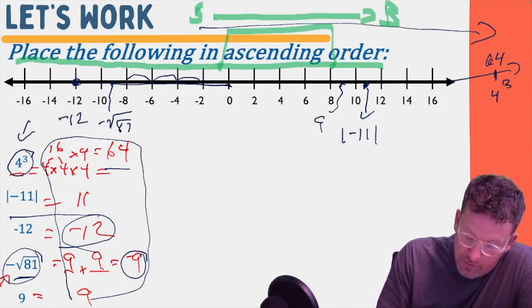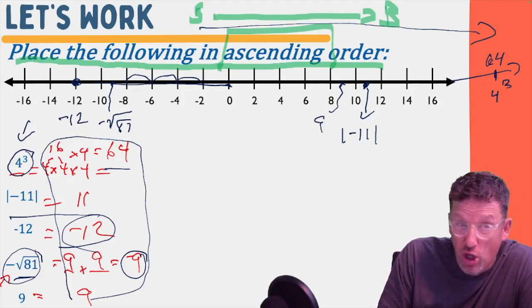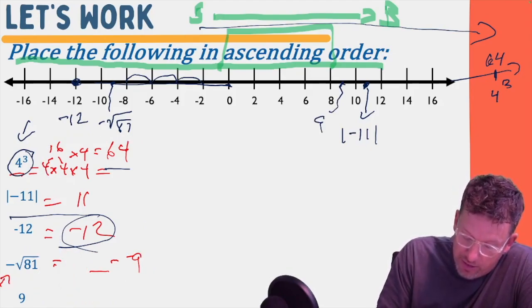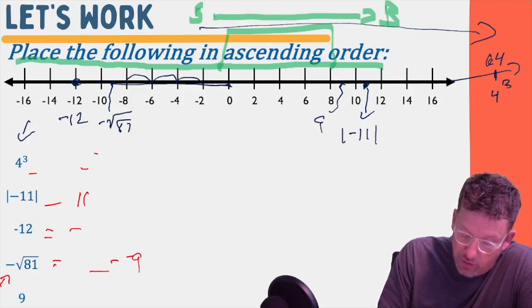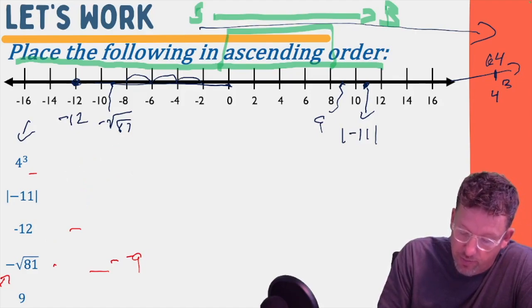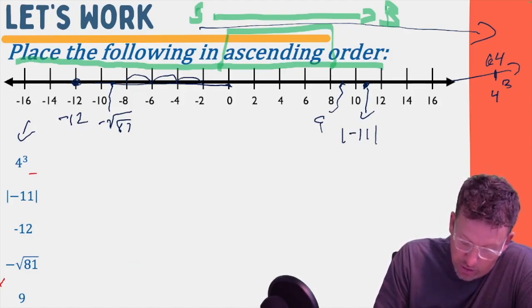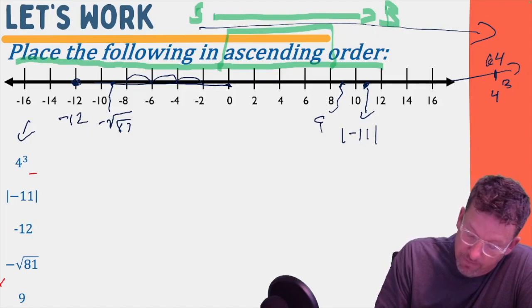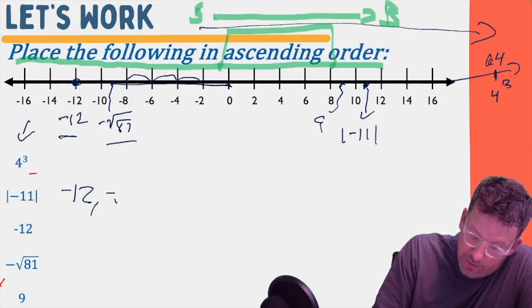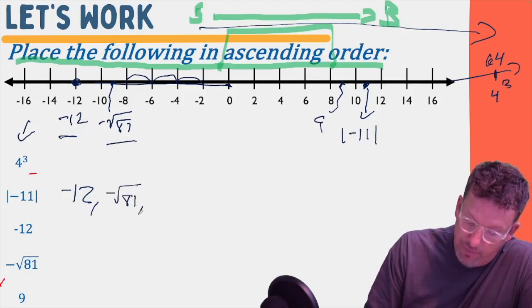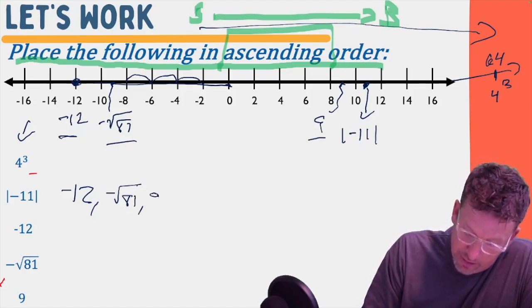Okay, now I'm going to erase a few things just to let you know, you've done almost all the work. You've done the things you need to figure this out. Now all you got to do is do what the directions say. And the directions tell us to place the following in order, but it says ascending order. So we are going to start with the smallest one, which is over here, and we are going to say negative 12. And then we're going to say what's next? The opposite of the square root of 81. And then we're going to go next, which is here. That's going to be 9.